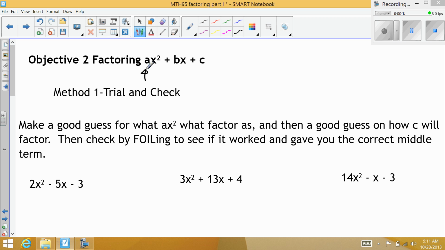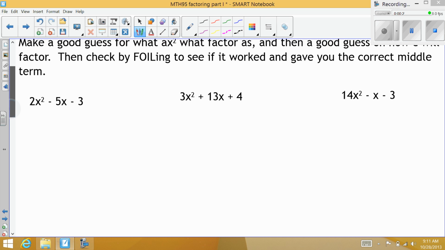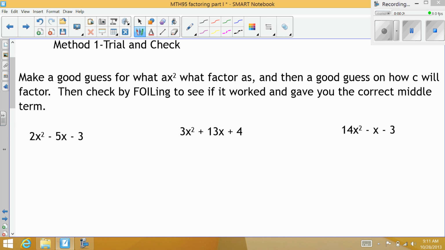We're going to look at two different methods. You can experiment with both and decide which method you prefer. I actually like a combination of two of them. The first one we're going to look at is basically guess and check, or trial and check.